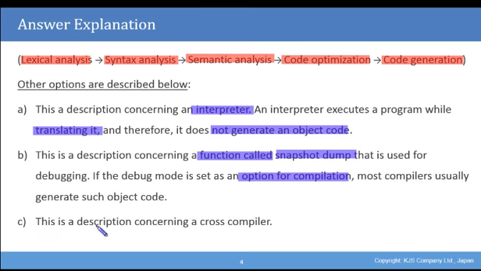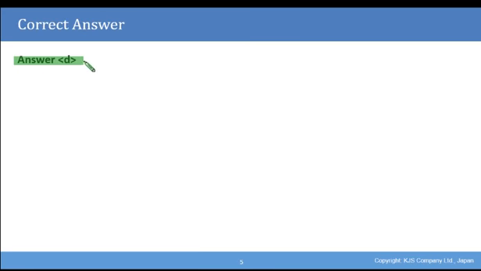And C is a description concerning a cross-compiler. An example of this is Python. And so finally we can see our answer is D.